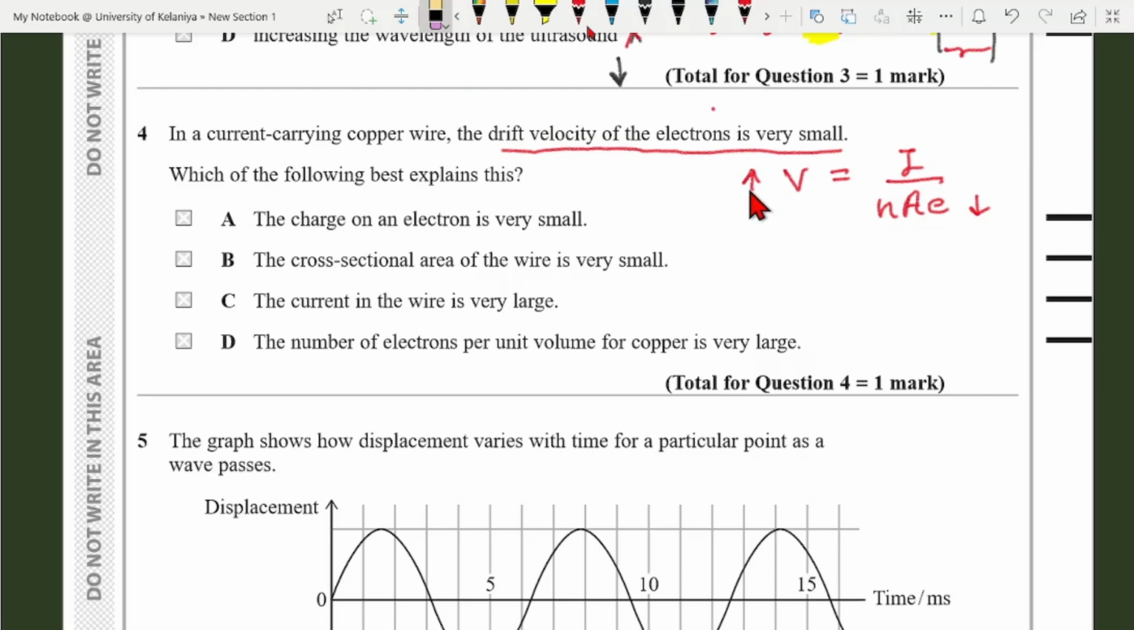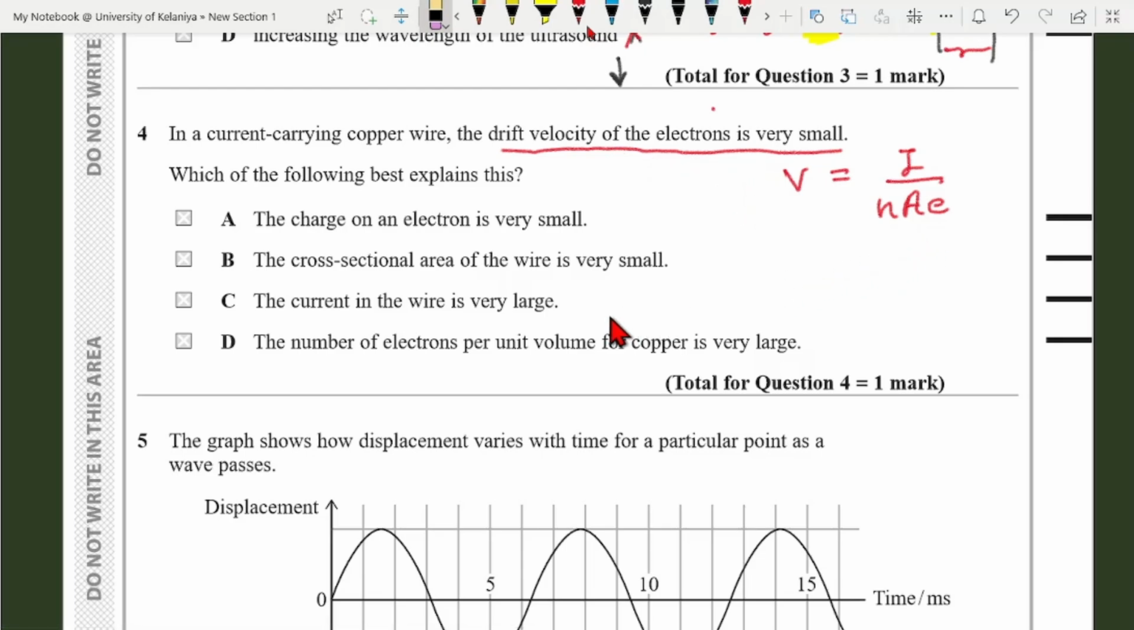Drift velocity of the electrons is very small, right? So that is not our answer. Cross sectional area of the wire is very small. So if you make it smaller, what will happen to our drift velocity? It will increase because they are inversely proportional, right?